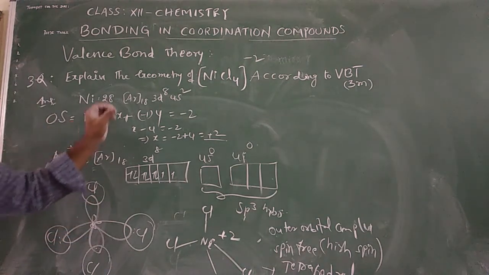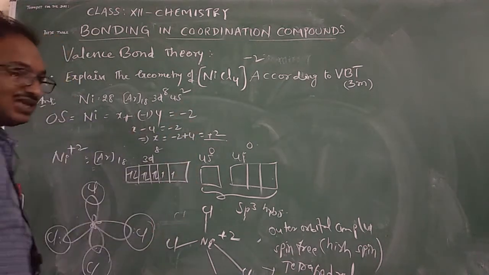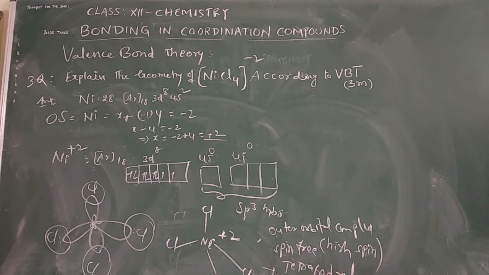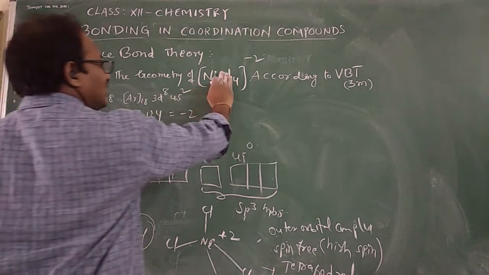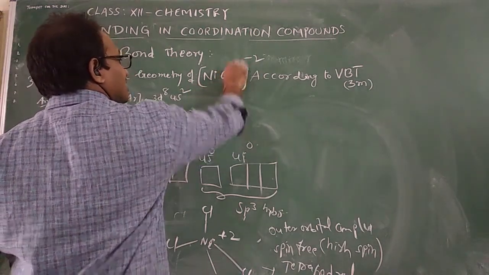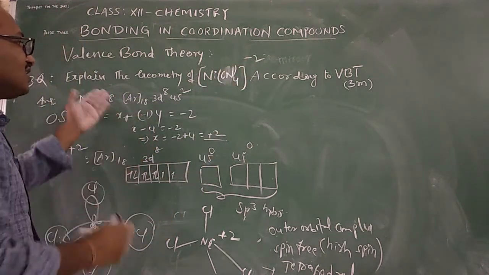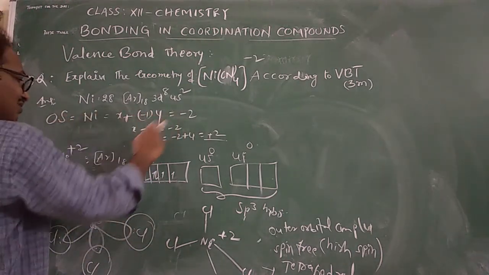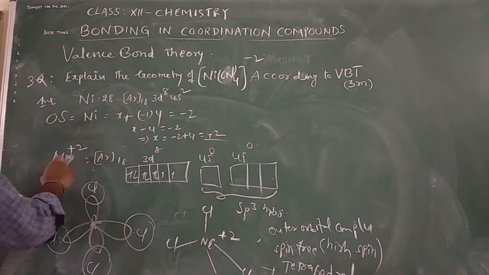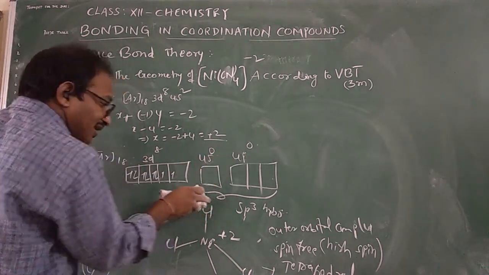Now I will change the question a little and explain here. If I write Ni(CN)4 2 minus, just a change. This is the fourth question of the year I am explaining. Instead of Cl, if I write CN, and they ask you to explain according to valence bond theory: the oxidation state is the same, plus 2, and in Ni plus 2 the configuration is argon 3d8, 4s0, 4p0. But here it changes.